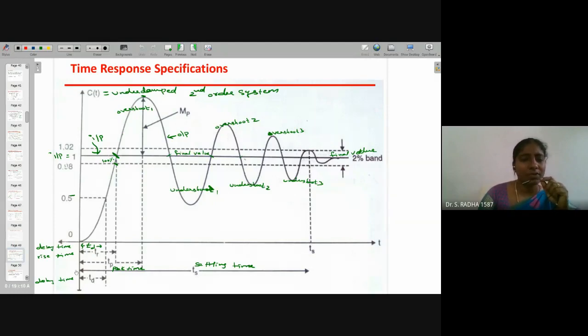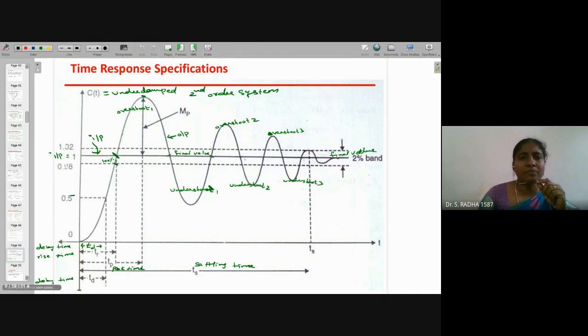So we have seen 4 things: rise time, peak time, delay time, and settling time. The fifth one is peak overshoot. Peak overshoot, MP. It is the maximum height relative to the final steady state value. It is the ratio of the numerator, maximum value minus the final value, divided by the final value. So that is the peak overshoot.